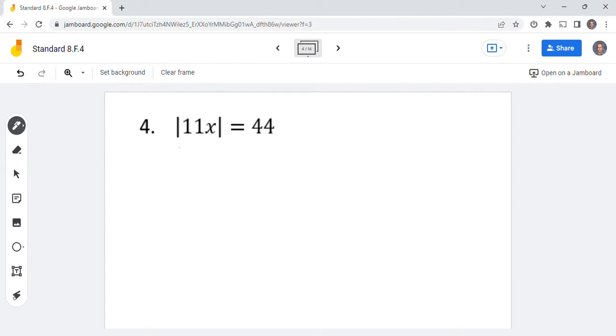Absolute value equations are solved by splitting up into the two scenarios, both positive and negative. We need to isolate the absolute value first, but that's already taken care of right here, so we don't have any work to do there. So we can go ahead and split it up straight into our two situations. So our first one is 11x inside the parentheses could be equal to positive 44. That would solve it. Or 11x inside those absolute values could be equal to negative 44. Both of those would get us the proper value.